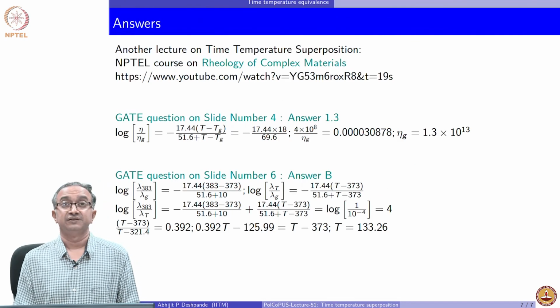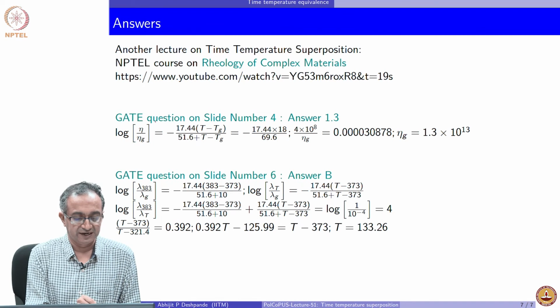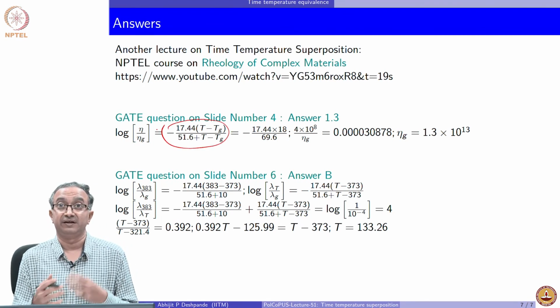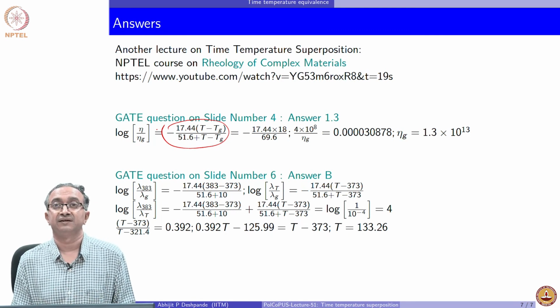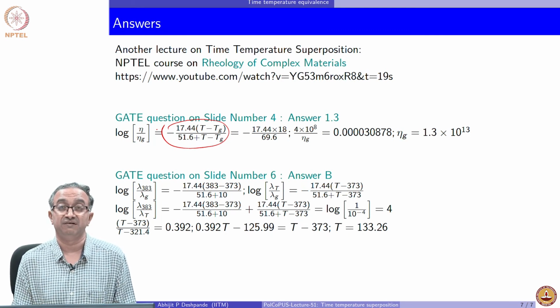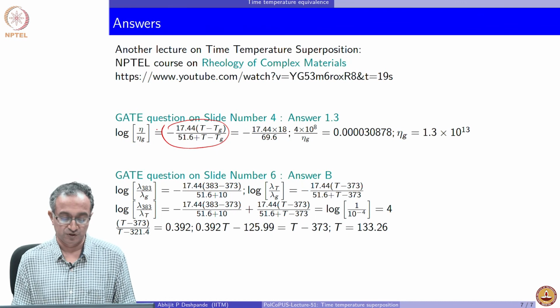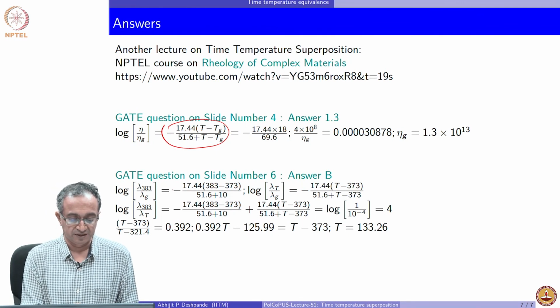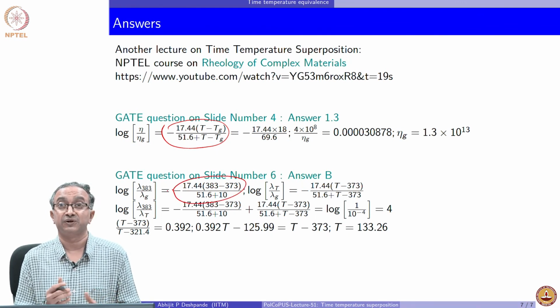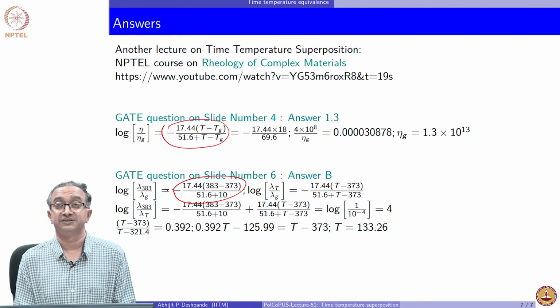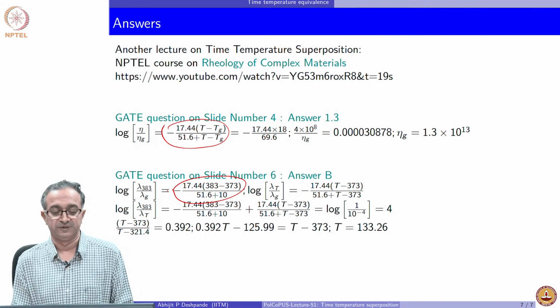So, with this we will close the lecture. Both the questions of the exams were related to direct application of the WLF equation. I leave you to look at these, try to attempt the problem yourself first, and then rationalize based on the solution given here. But use WLF, because that is what is useful around the glass transition temperature in the case of polymers.